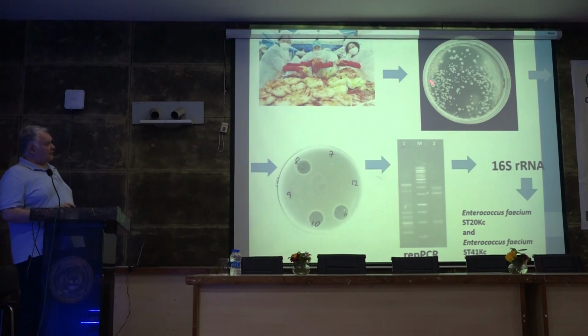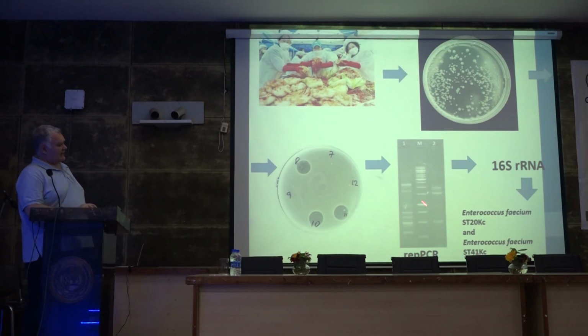We isolated some of the bacteria that produce bacteriocins, and then we did a REP-PCR to prove that we have different strains. And we have two different strains, Enterococcus faecium and Enterococcus 20Kc. Well, you see, ST are my initials, 20 is the number of the isolate, Kc is kimchi. And then we had isolate 41.